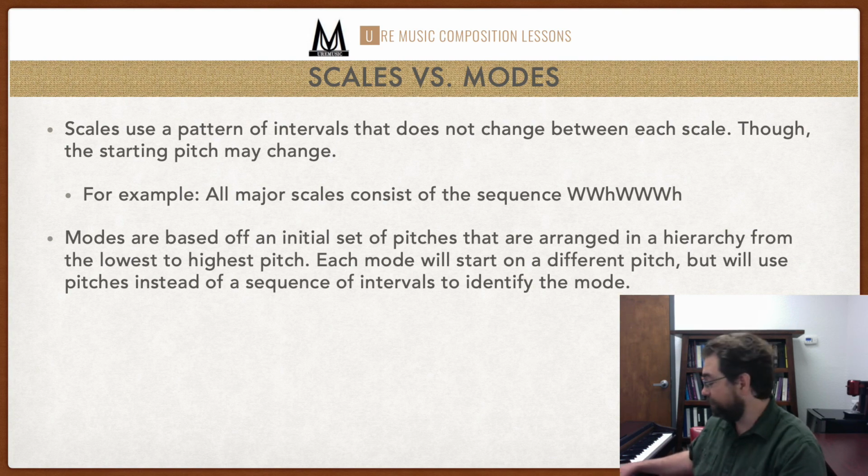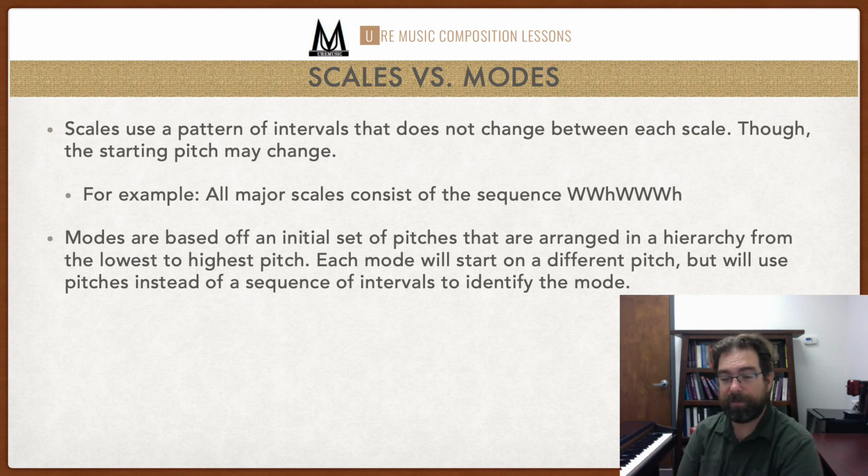Play a D major scale. From D to E, there's a whole step. From E to the F sharp, there's a whole step. From F sharp to G, there's a half step. And you have a whole step, a whole step, a whole step, and a half step.